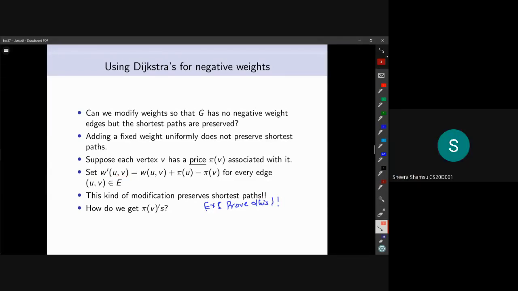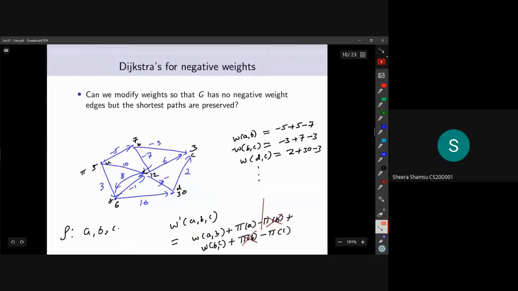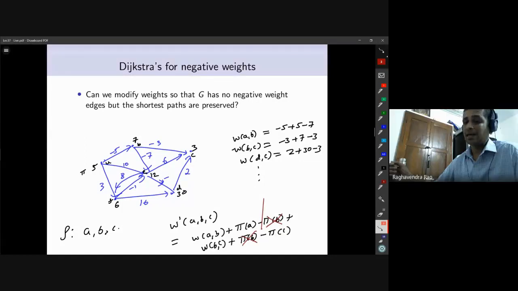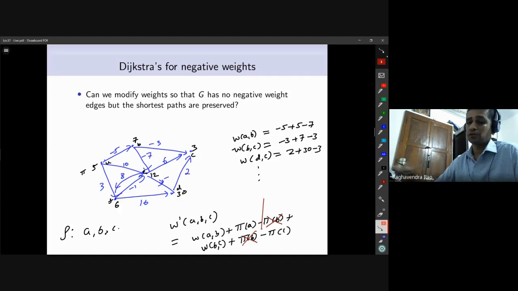Sir, in that previous example, you took an example and updated the weights. Even when you update the weight, W of AB is negative. Yes, here I put arbitrary values. The challenge is to come up with these values so that edge weights are not negative anymore. Here I haven't done that; I've just put some numbers.